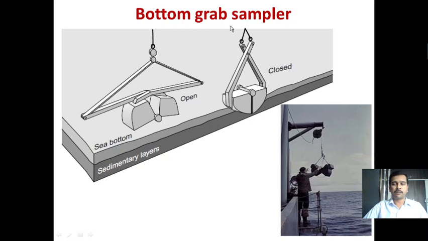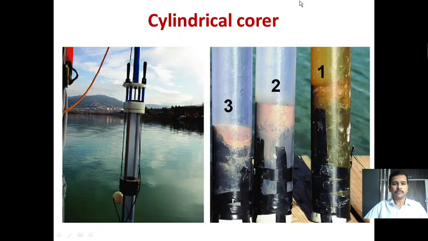And that's how this bottom grab sampler will work. And this is a schematic representation of the cylindrical corer that we will use in order to collect the sediments from the sea. So this is a cylindrical corer, and this will be released to the bottom of the sea, and it will go to the deepest part of the sea, and it will go into the sediment layer, and we can hit this into the sediment layer in order to collect the sample.